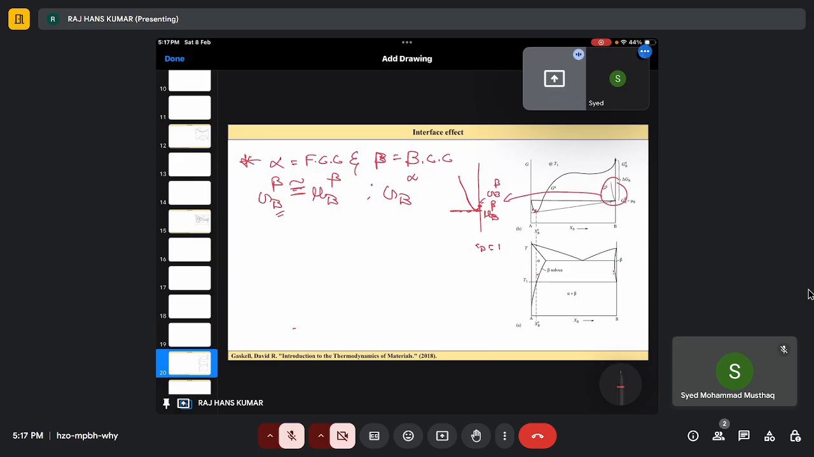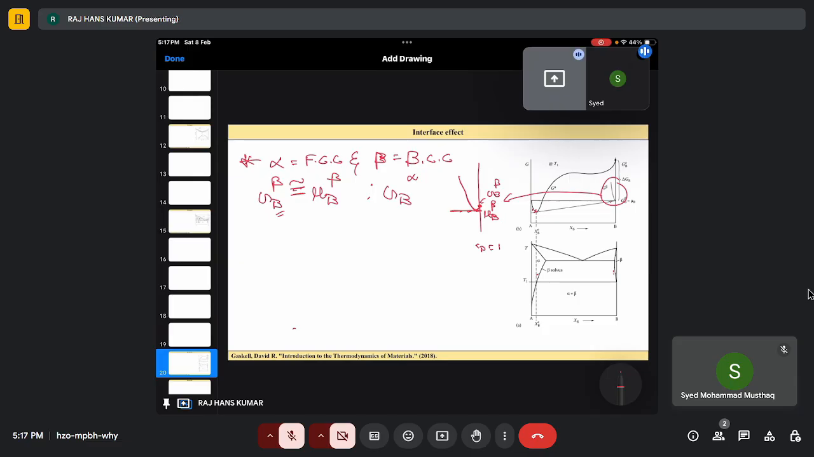exists as BCC. Now what does alpha mean? My iron is forcefully made, for example, at room temperature T1. Let's say T1 is my room temperature, just for assumption. My beta is iron. Okay, so it is BCC. Beta is my BCC iron.